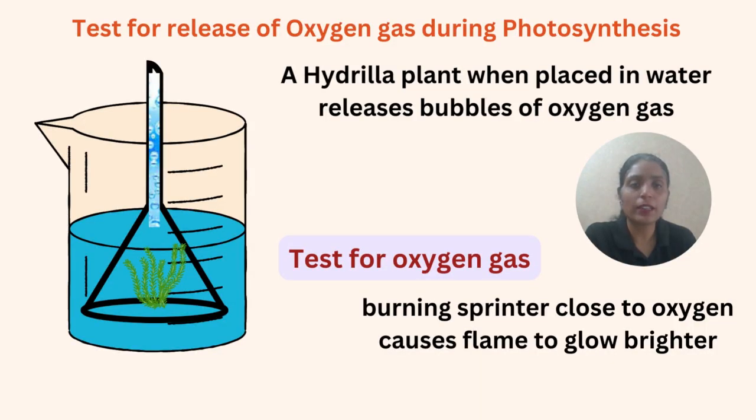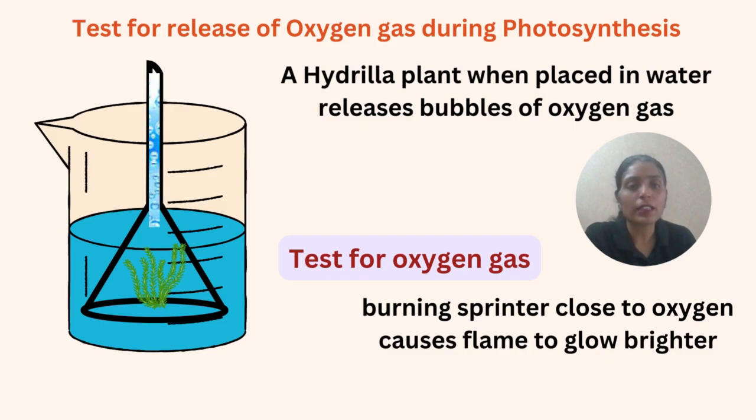Now we'll try to understand how we can say that oxygen is released as a byproduct of photosynthesis. For this, we are taking a hydrilla plant, which is a water plant, and we will place it in water in a beaker, and then we'll cover it with a funnel and allow it to do photosynthesis. After some time, we'll start seeing that bubbles are rising up from the water. This proves that some gas has come out of it.